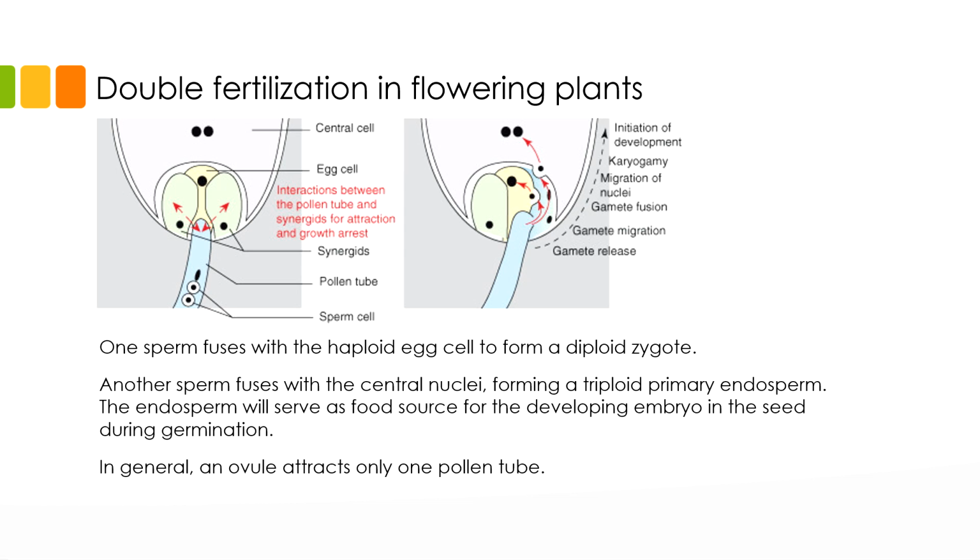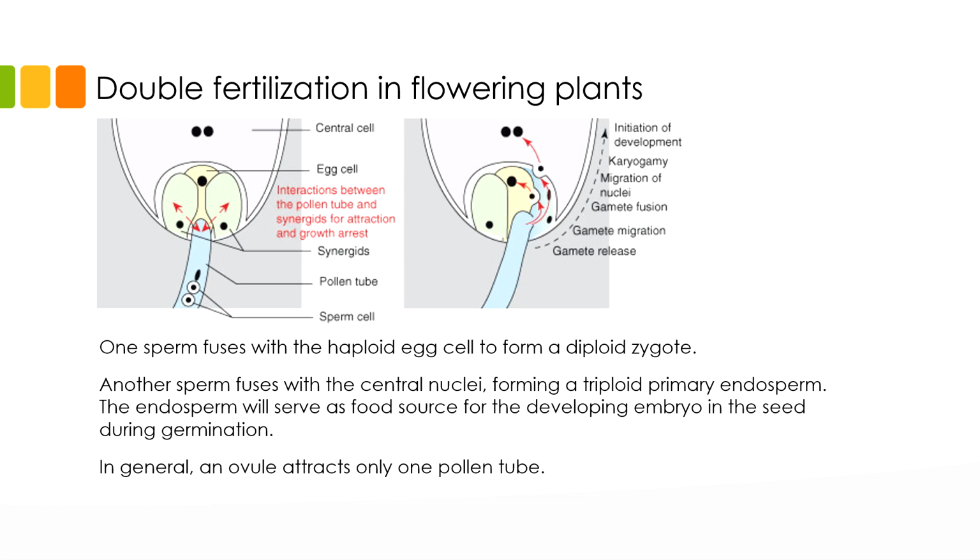What happens then to the sperm cells? One of them fuses with the egg cell to form a diploid zygote. The other sperm, this spot right here, fuses with the central cell nuclei, forming a triploid primary endosperm. The endosperm will serve as the food source for the developing embryo in the seed during germination. The two fertilizations that occur in the embryo sac, namely the fusion of one sperm with the egg and the other sperm with the central cell, is the reason why this process is referred to as double fertilization.